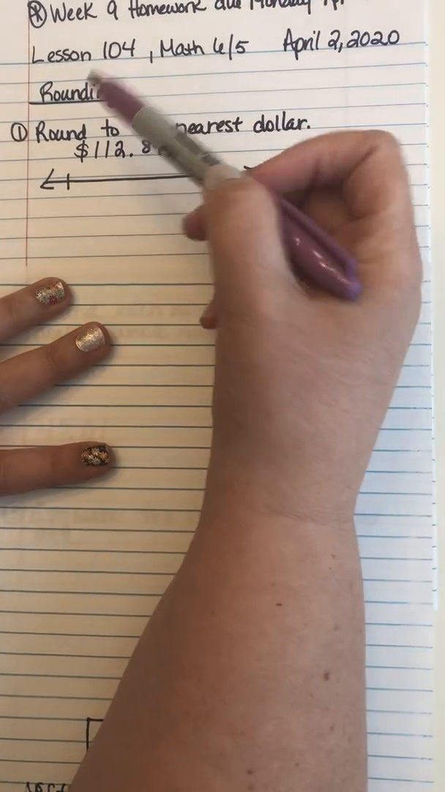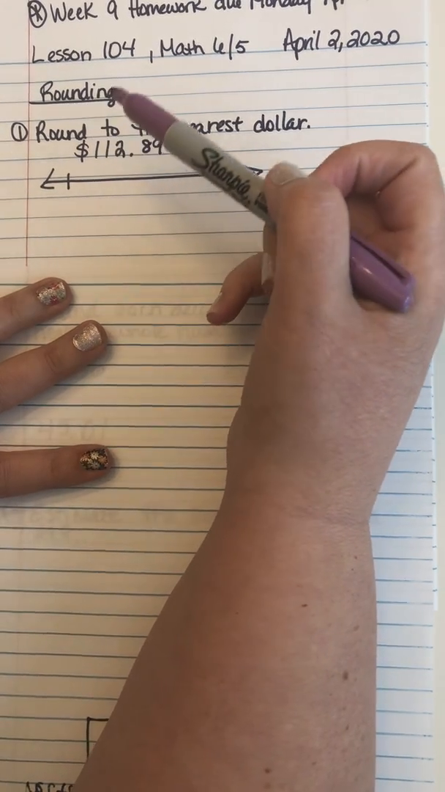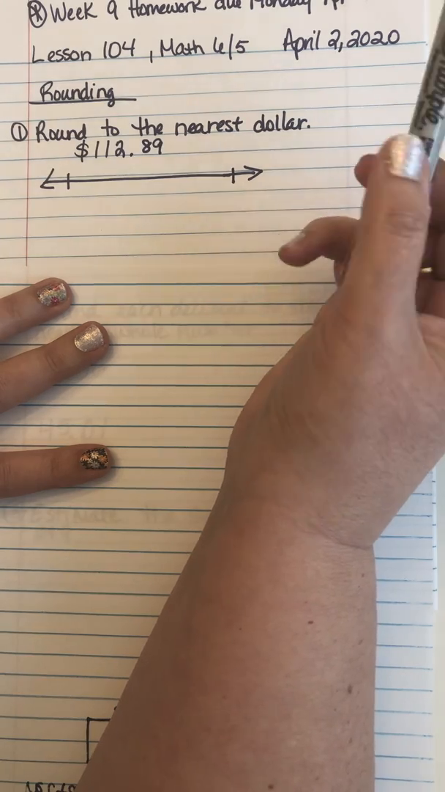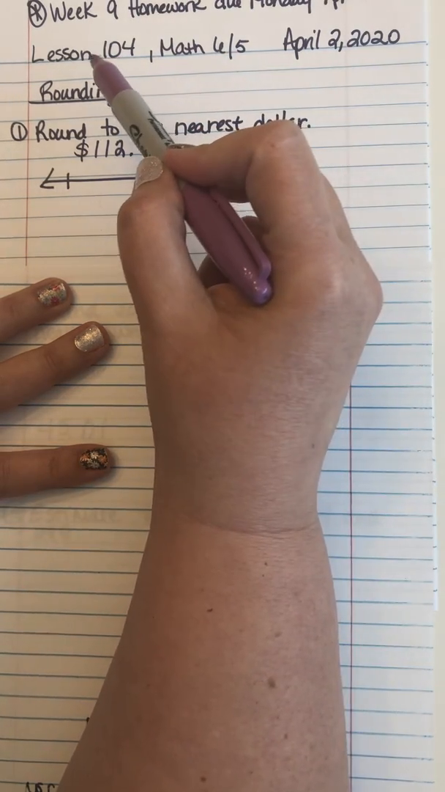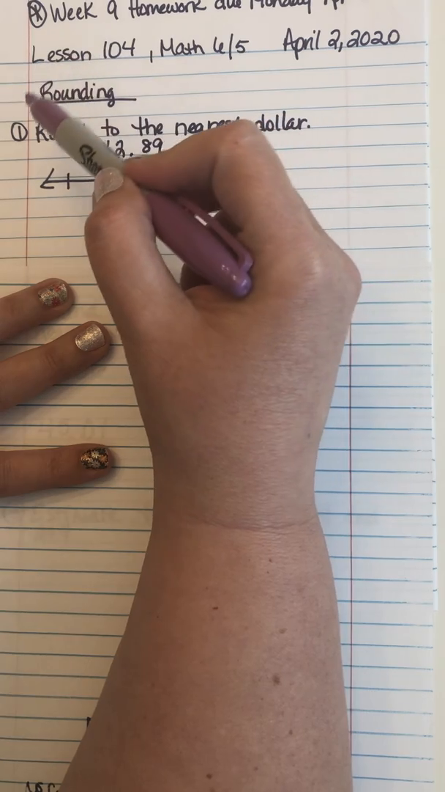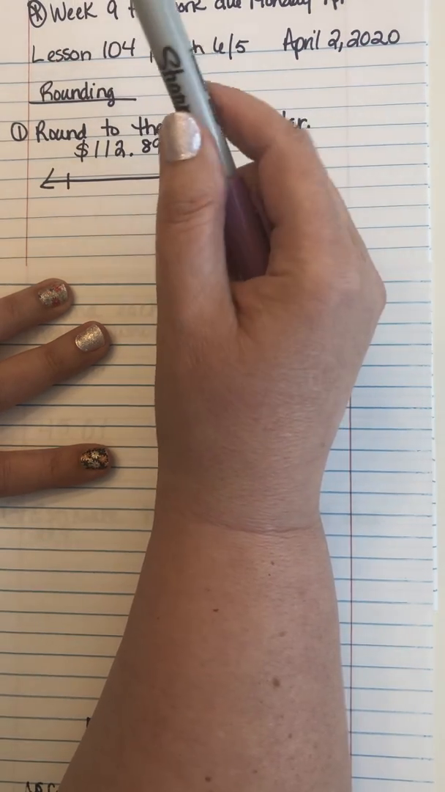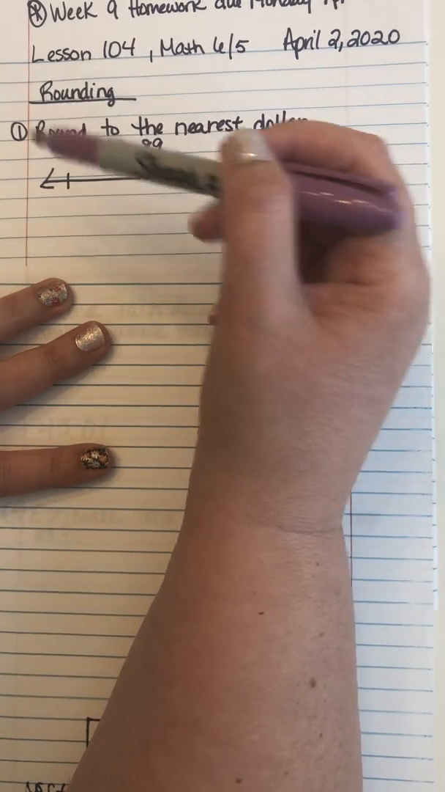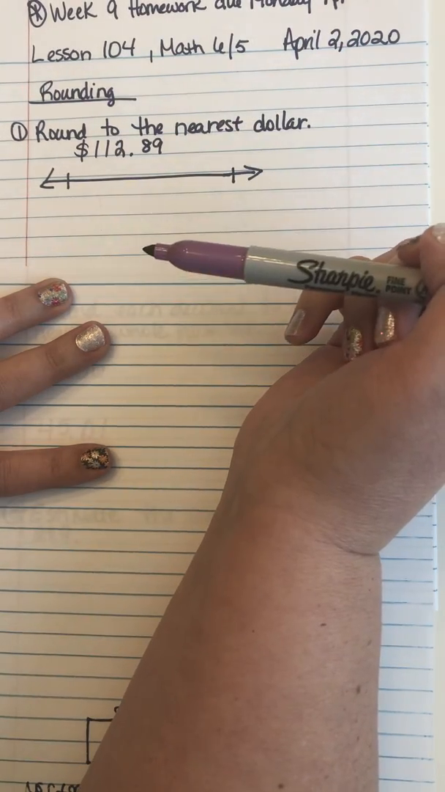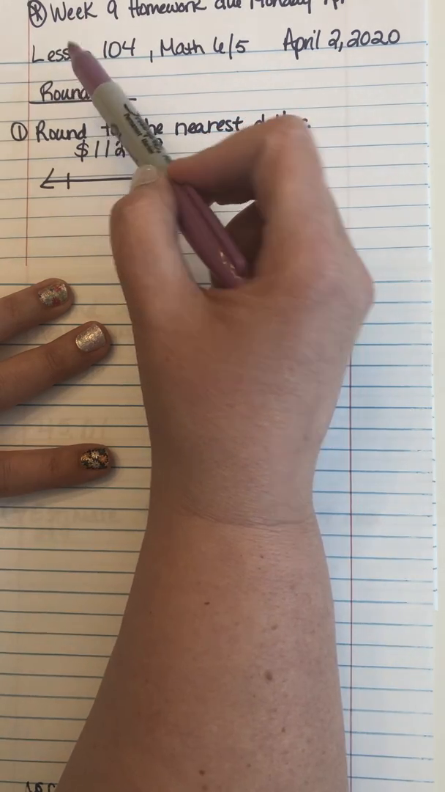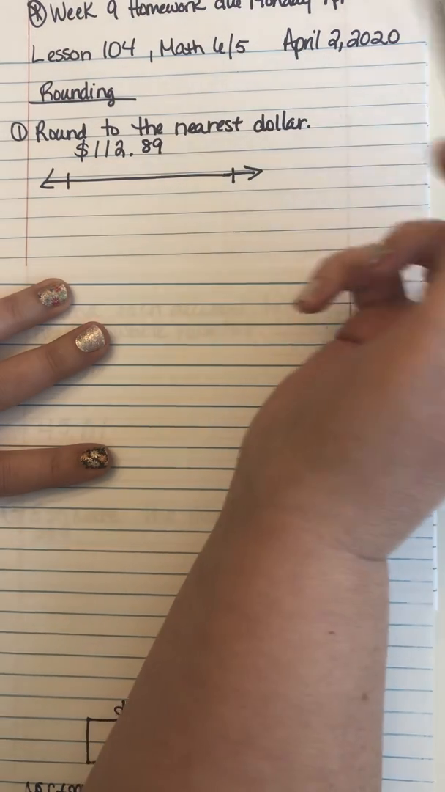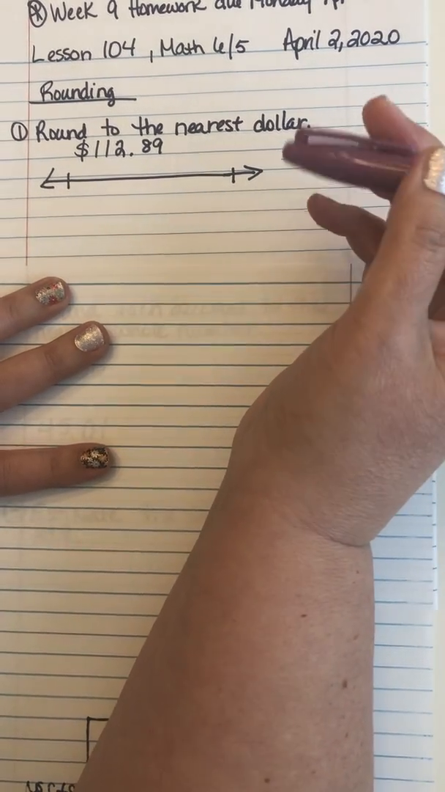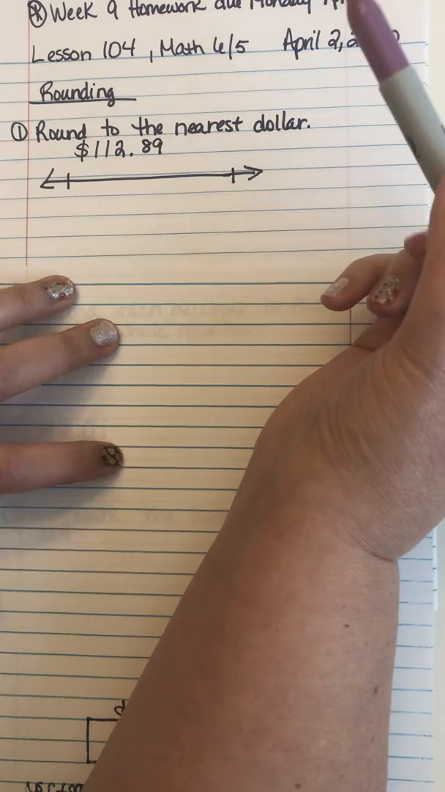Okay, so I'm going to get started on lesson 104. As I was reviewing 104, I kept thinking, we've done this already, but we haven't. Lesson 104 is really similar to what we learned in lesson 101. 101 covered mixed numbers and rounding them to the nearest whole number. Lesson 104 rounds decimal numbers to the nearest whole number. So that's why I kept thinking we've done this already, but we haven't. We've done something very similar.